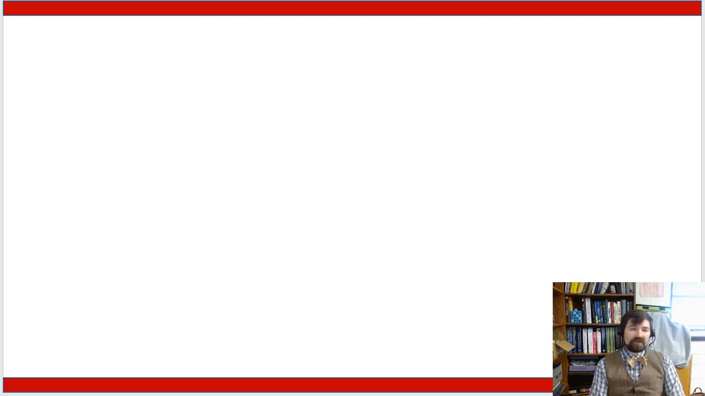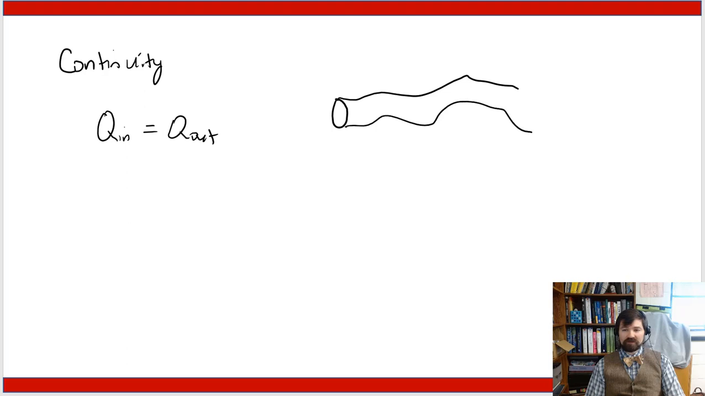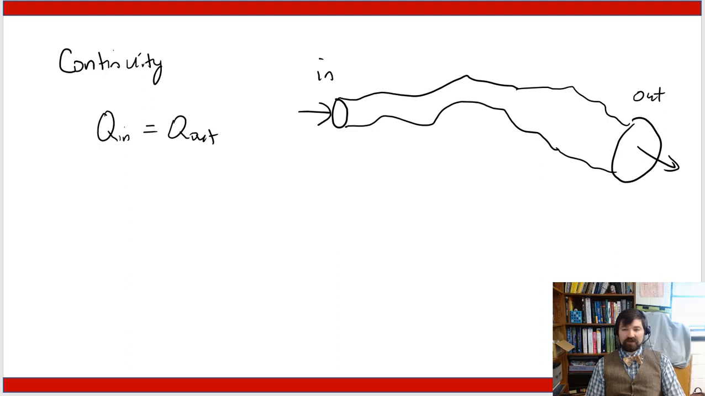Okay, so now let's ask, what does continuity do? So continuity in this context says that Q in and Q out have to be the same. But that's the same thing as saying, if I have a tube, and it doesn't even have to be a straight tube, it can be wiggly like this, and it can even change in size. So here's my in and here's my out. Q in has to be Q out. But Q is v times A, so that means that lowercase v, the speed in, times the cross-section area in, has to be the speed out times the cross-section area out. Okay, so that's your continuity condition.